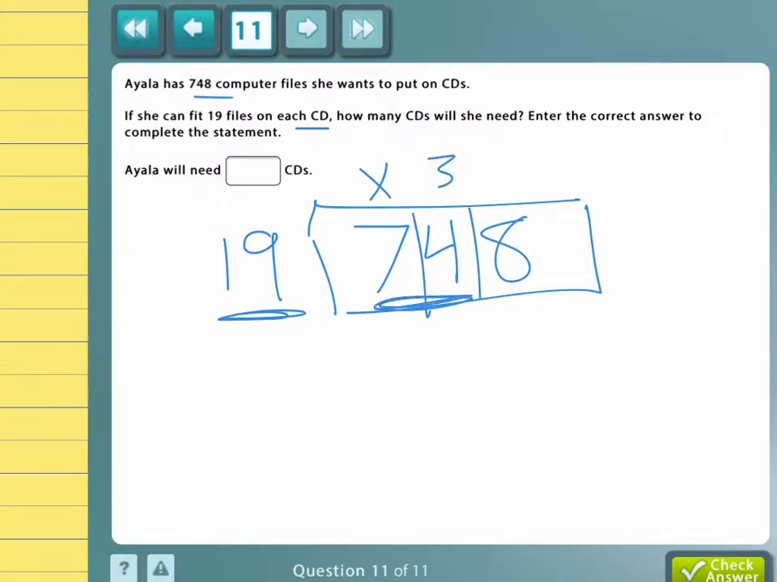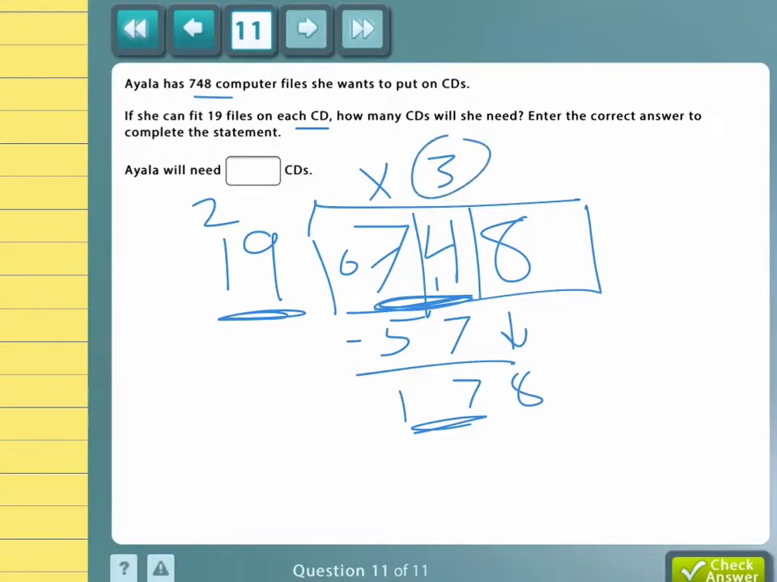Let me check that. 3 times 9 is 27. 3 times 1 plus 3 is 5. And I have 17 left over, so that was a good estimate. I bring down the 8. If this number was greater than 19, I'd have to adjust my quotient up 1. 19 goes in 178. 10 times would be 190, so I'm going to say 9 times.